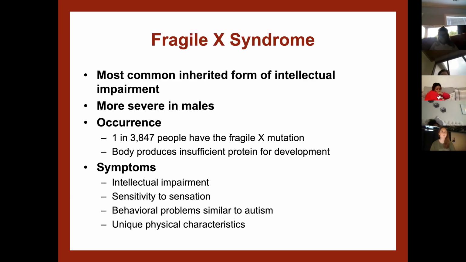And what causes Fragile X is that your body does not produce enough protein for development. That's where the problem lies. So several things to remember real quick. It's an inherited form, the most common inherited form, more severe in males, and it's caused by insufficient protein for development. So know those things.